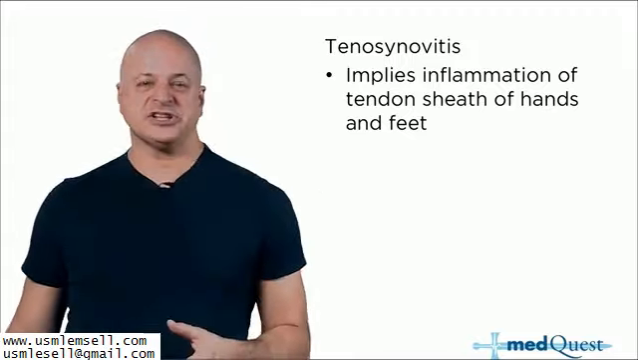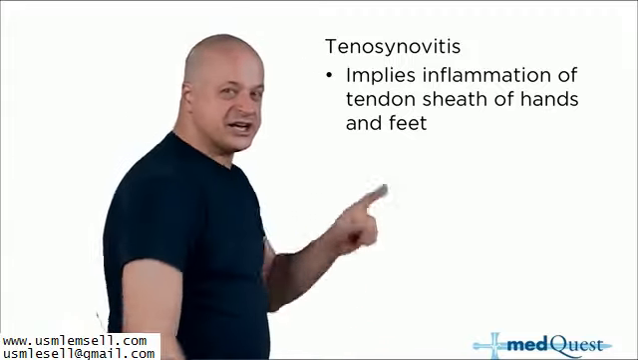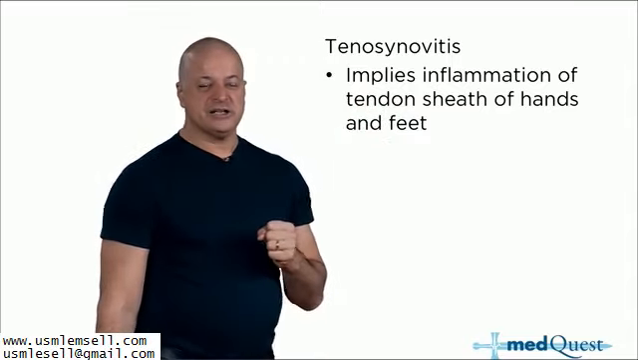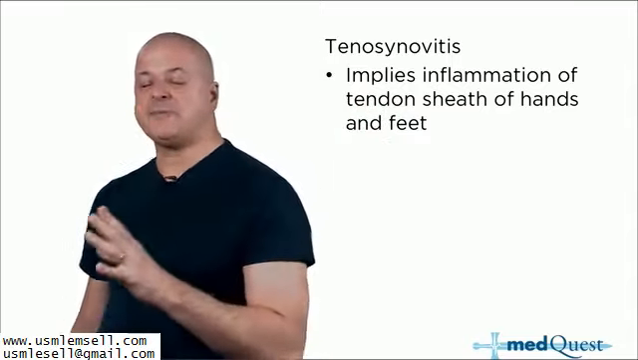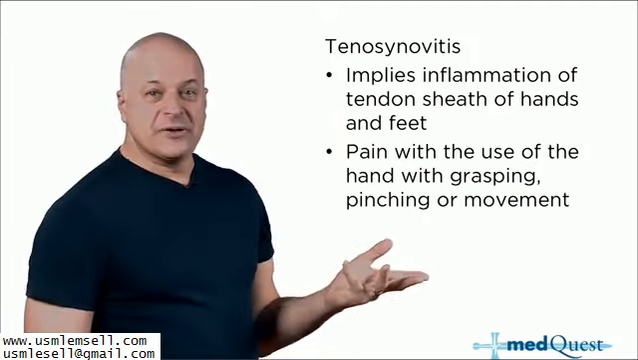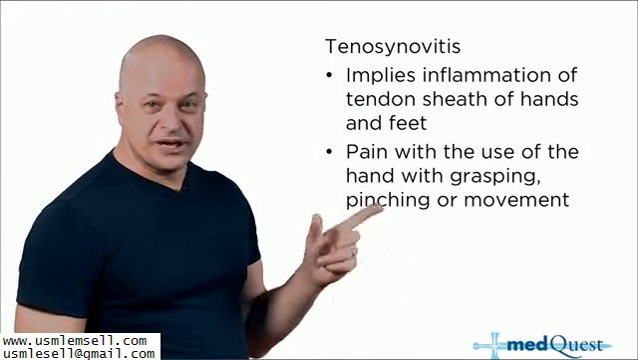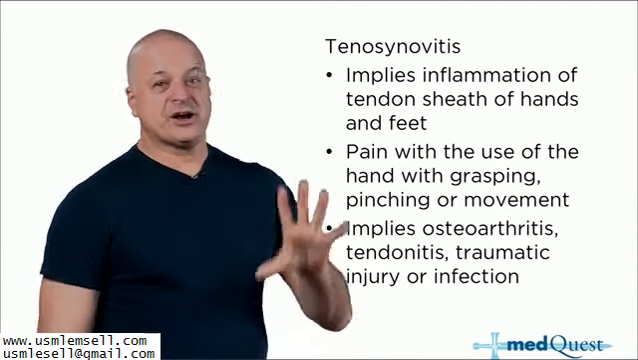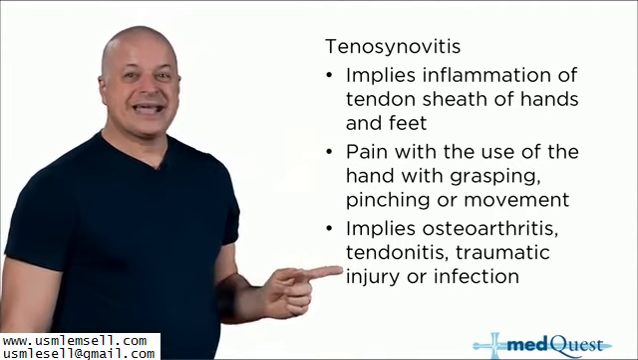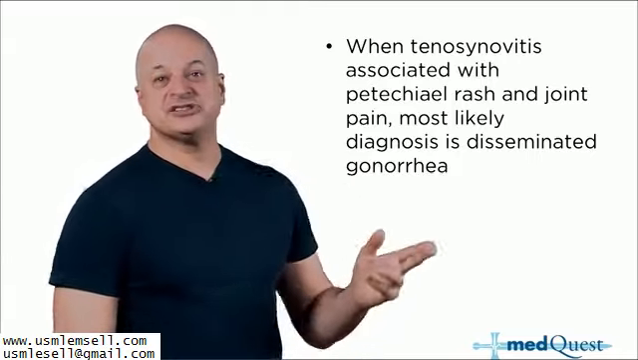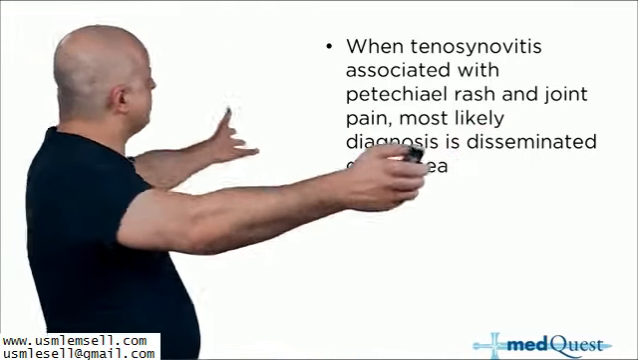So what you end up having to do is you say polyarticular, tenosynovitis, and petechial rash. Polyarticular, tenosynovitis, and petechial rash tells us it's disseminated gonorrhea. And you have pain with the use of the hand on grasping, pinching, or movement, because anything that makes it move, okay, it's tendinitis. Tenosynovitis. So when tenosynovitis is associated with petechial rash and joint pain, there's your diagnosis.